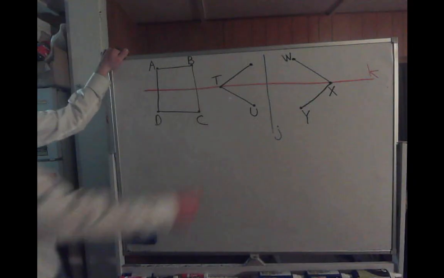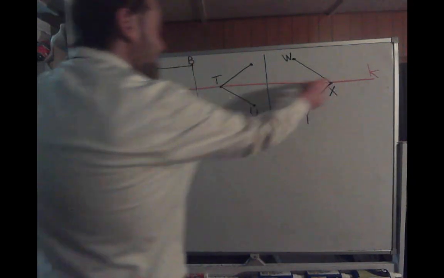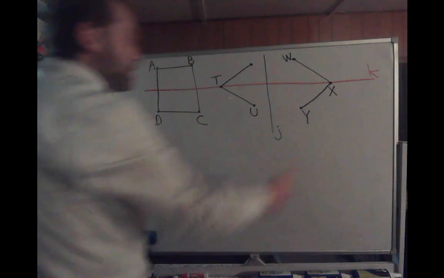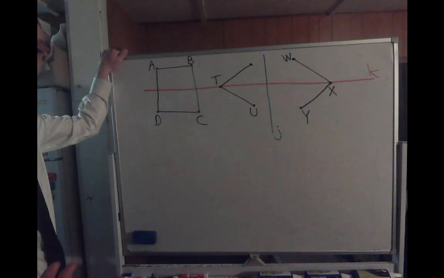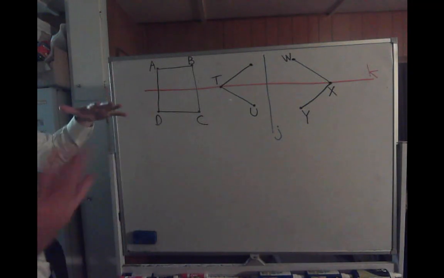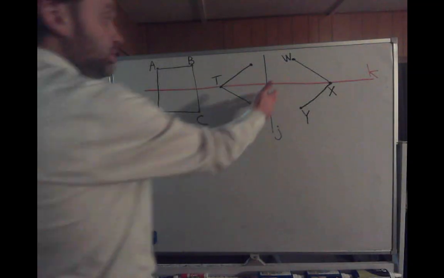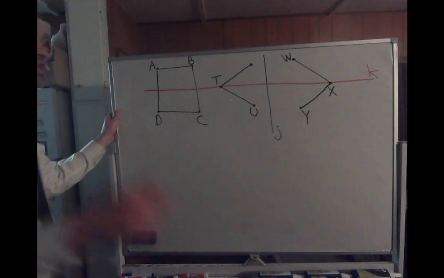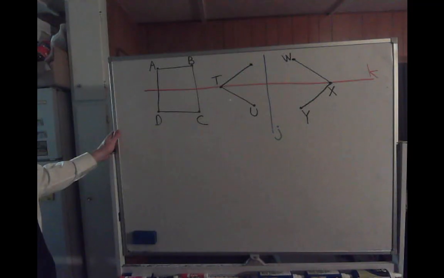If I reflect something in line K, this red line is line K. It would function kind of like your x-axis, since it's horizontal. This blue line J would function kind of as your y-axis, standing straight up.